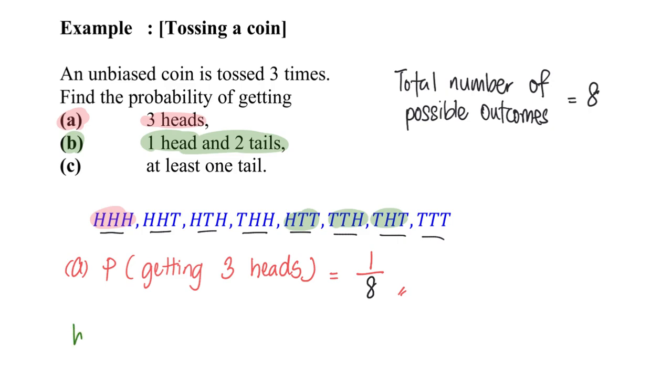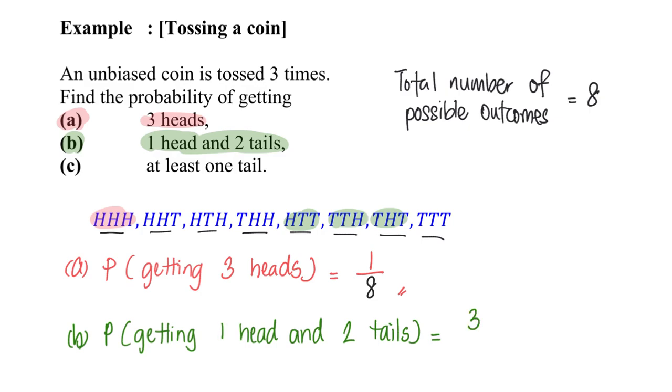Yes. So part B, the probability of getting 1 head and 2 tails is 3 out of the total number of possible outcomes, 8. Very good.